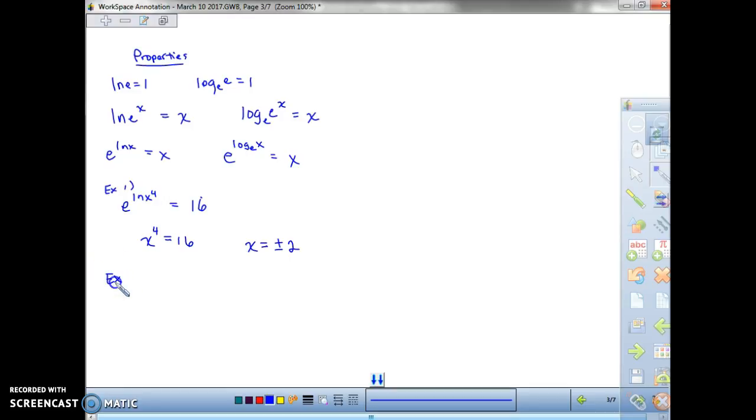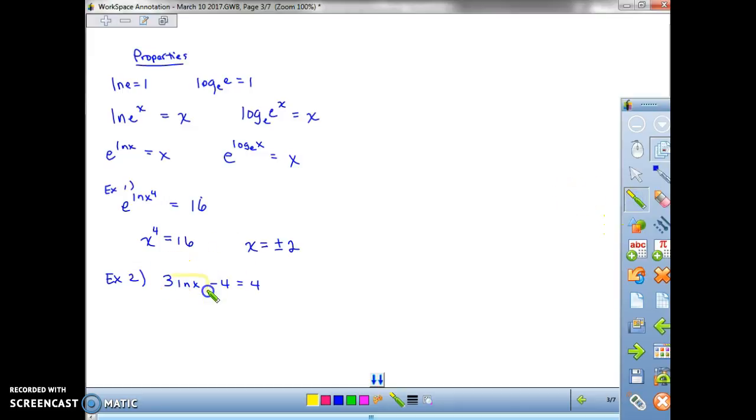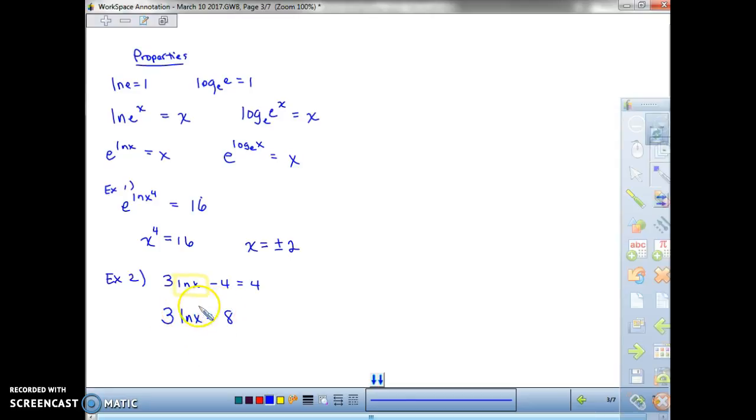So that's one example. The next one is, what if I have something like this? 3 times ln of x minus 4 equals 4. Now this is one where I have logs on the left, but I don't have logs on the right, so I'm going to eventually want to rewrite this. But I have to isolate this ln of x before I can do that. So the first thing I want to do is add 4 to the other side. So I get 3 ln of x is equal to 8.